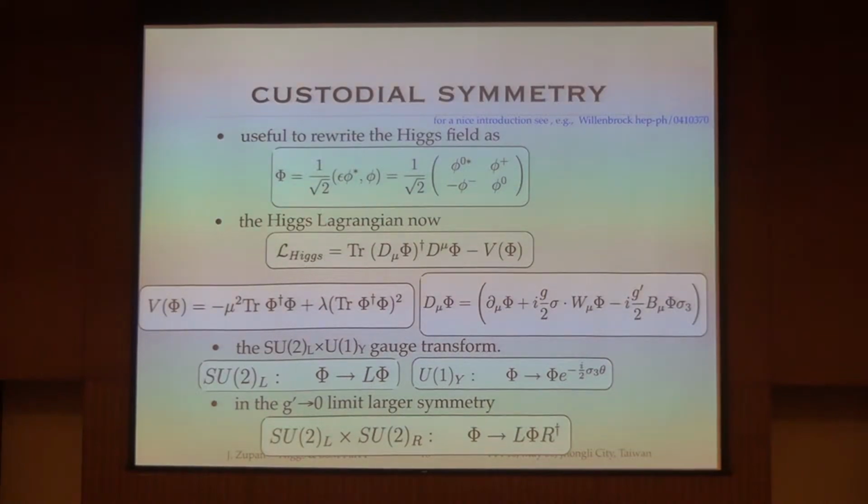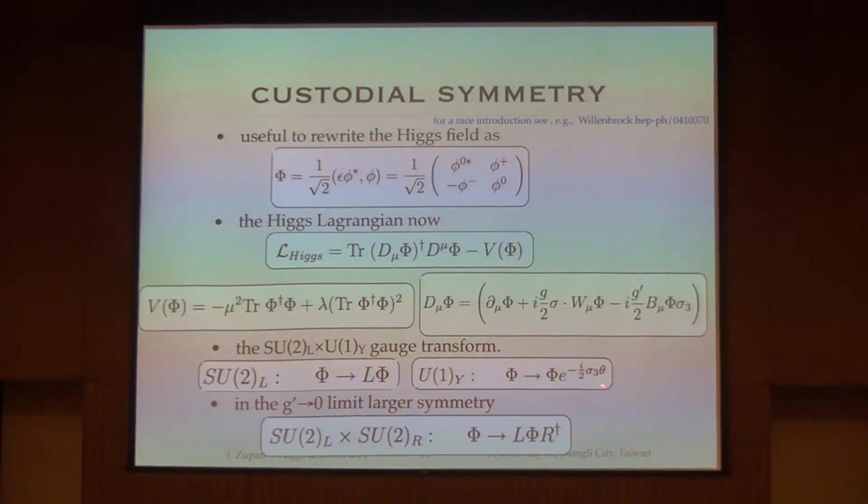Why do you want to do that? Well, now it has a very nice symmetric form. The Higgs Lagrangian has a very symmetric form. In particular, if you look at the potential, the way you would get back to our previous form is you have a trace of these bidoublets. Right? There's a trace here. Now, it makes the symmetry much more transparent. If you look at the gauge transformation, the SU(2) left acts on the left on these bidoublets. The U(1) hypercharge acts only on the right with the sigma 3.